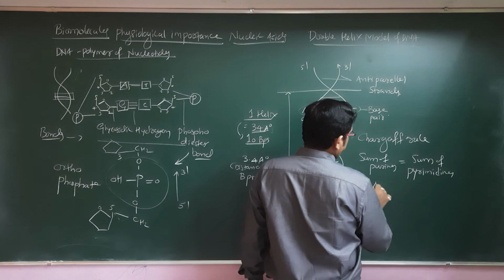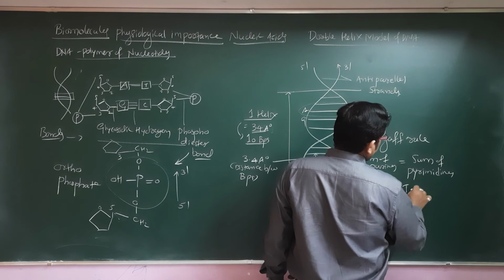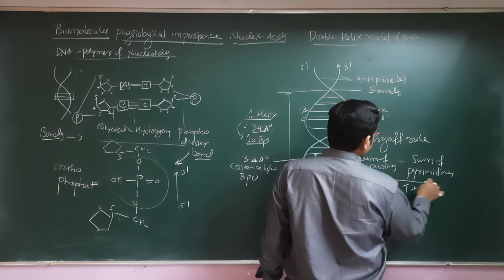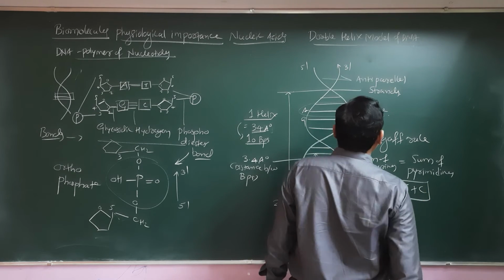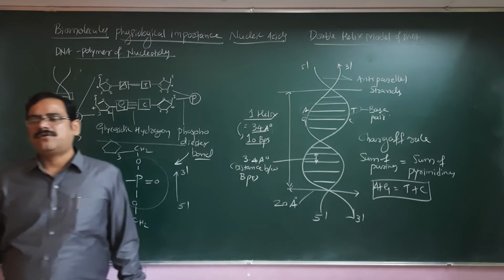Purines and pyrimidines: A plus G always equals T plus C. This you need to remember. Okay, this is the entire double helix model of the DNA.